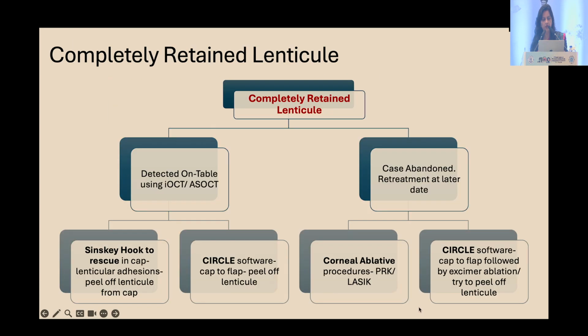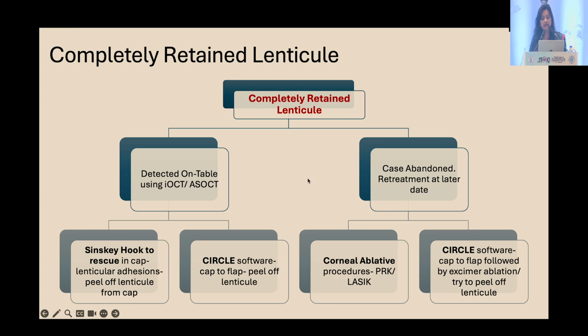So a completely retained lenticule, I think, is still easier to tackle. It can be detected on the table if you have an intraop OCT microscope. If you don't, then you can shift the patient to the anterior segment OCT. Then a Sinskey hook can also be used to rescue in the cap lenticular adhesion. You can peel off the lenticule from the cap. Alternatively, CIRCLE software can be used to convert cap to flap and peel off the lenticule.